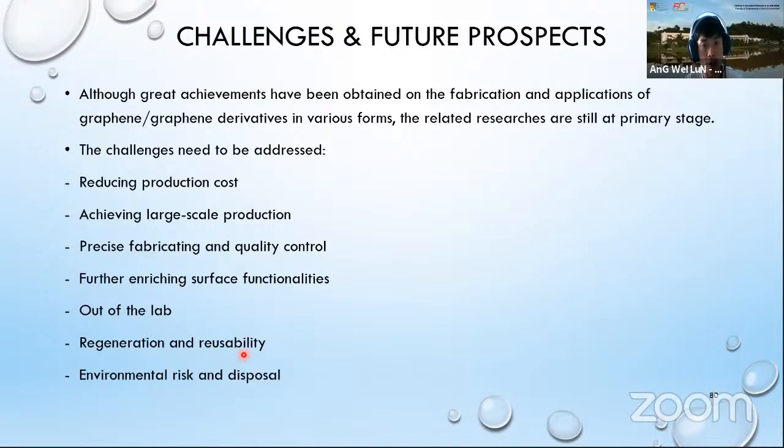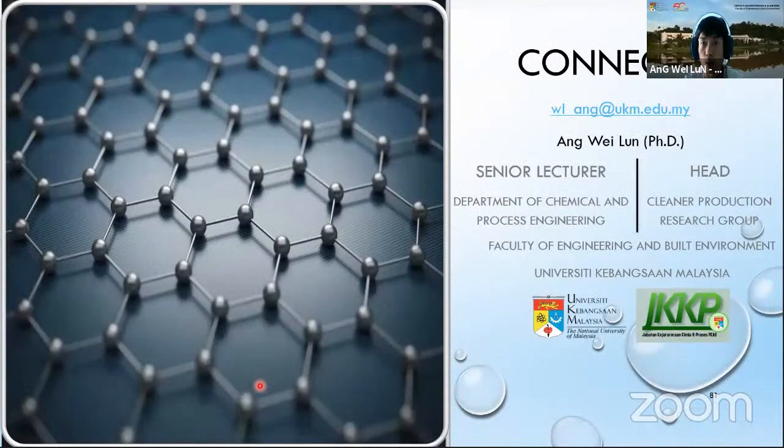How are you going to regenerate it and reuse it so that it will extend the lifespan and reduce the cost of the materials? And the last is on the environmental risk and disposal. So after we use it, how are we going to dispose of it? I think this aspect, not a lot of people are working on it. So maybe this will be a good research topic that you can conduct. How are you going to dispose of this graphene aerogel after you use it? We don't want to create another issue in waste management after we try to address the environmental pollution issue. So lastly, this is the last slide.